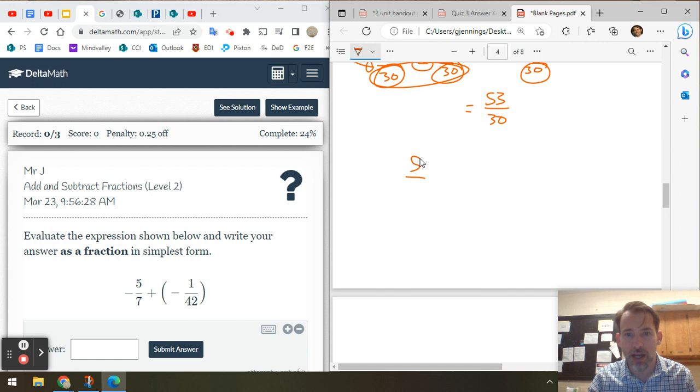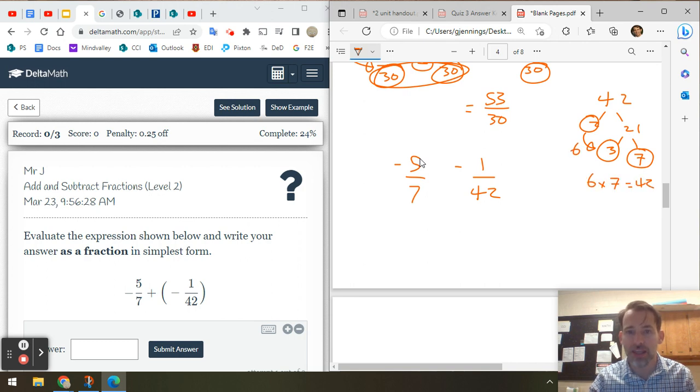So I just write it out. 5/7, but it happens to be negative, plus a negative thing, well, that's just minus. I would never write plus a minus thing. I'd just write minus 1/42. The cool thing about 42 is it's divisible by 2, gives me 21. It's divisible by 3, gives me 7. It has that factor 7 in there, along with a factor that's 6. 6 times 7 equals 42.